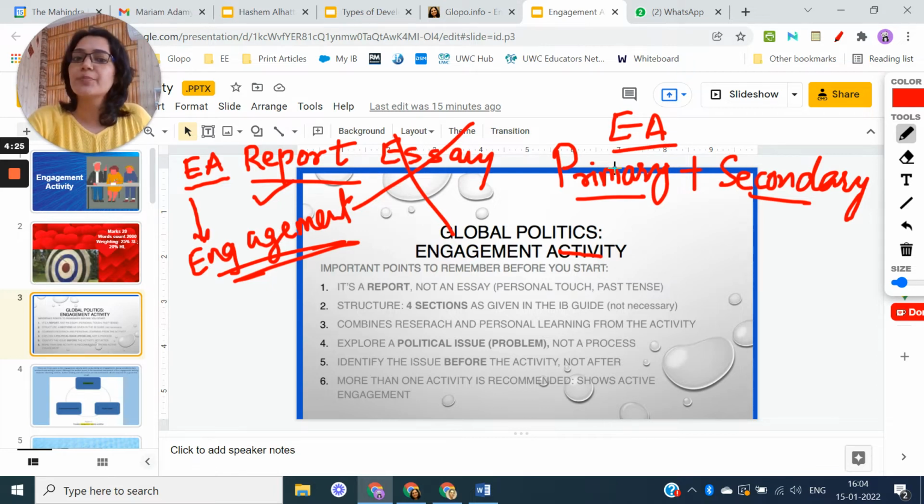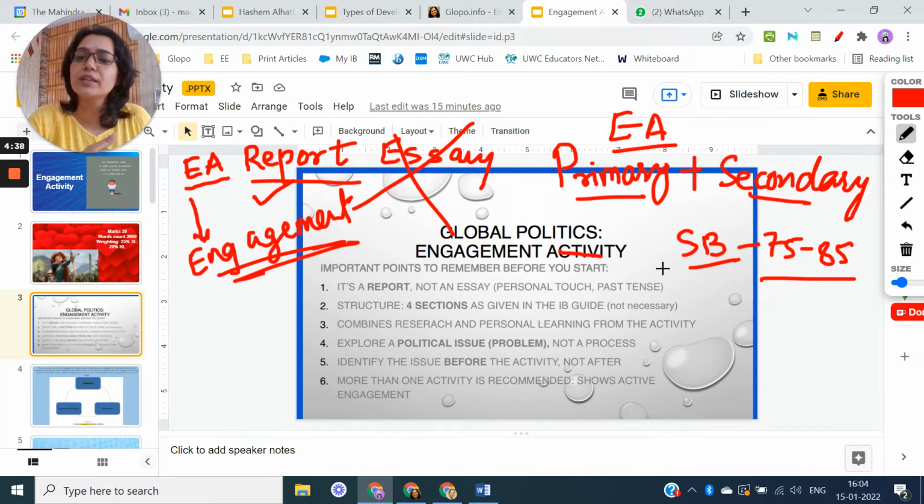Usually I give this engagement activity to my students during their summer break. When they get their summer break, they get approximately 75 to 85 days. So during this time, they get involved in the interviews, in the internship, in collecting the data, and this is where they write their engagement activity report.